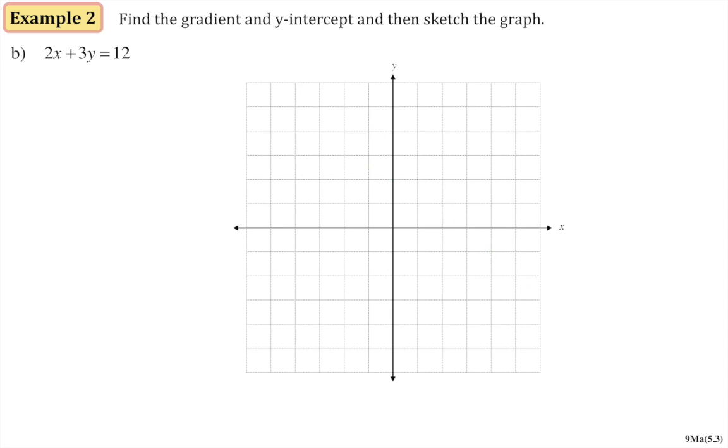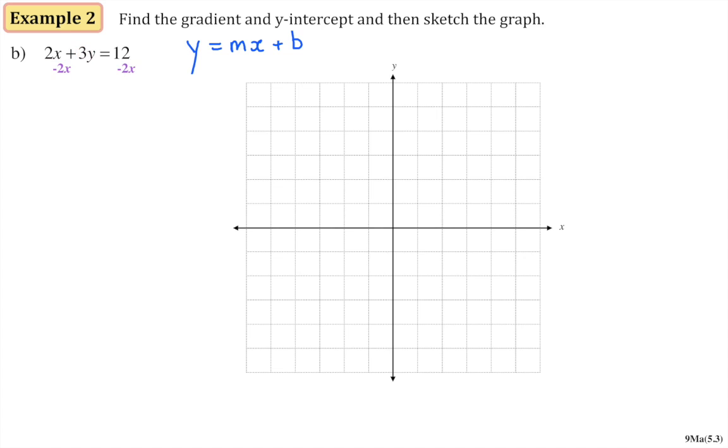Let's try example 2. Find the gradient and the y-intercept and then sketch the graph. Now I didn't point this out earlier, but let's write down what the formula is. The formula is y equals mx plus b. Well, this particular question doesn't have y equals. It has 2x plus 3y equals, so I can't use this rule unless it's rearranged to start with just a y by itself. So how do I get y by itself?